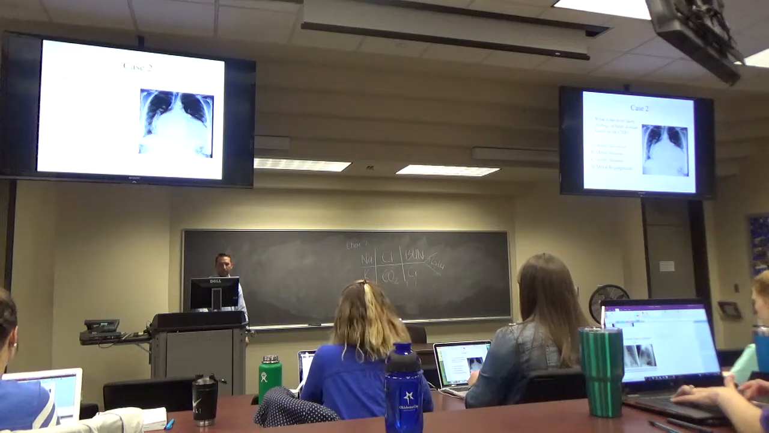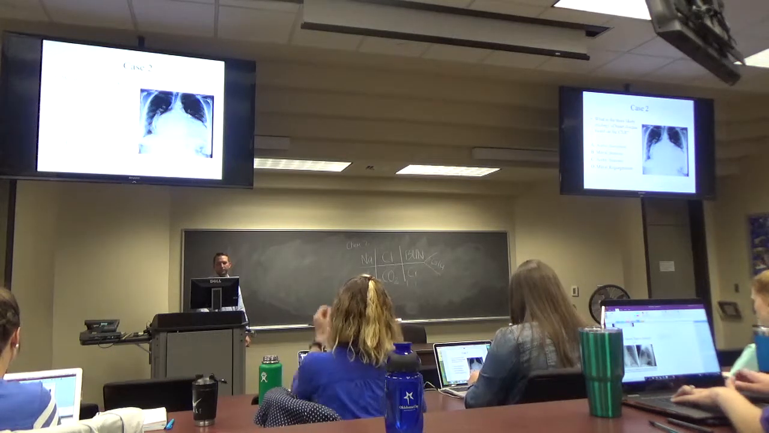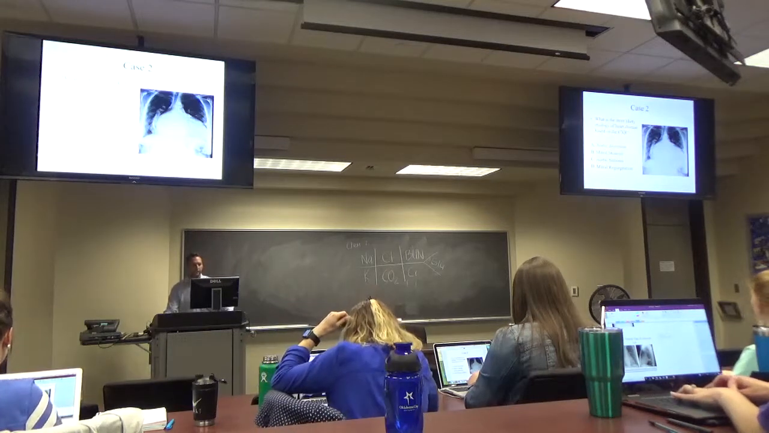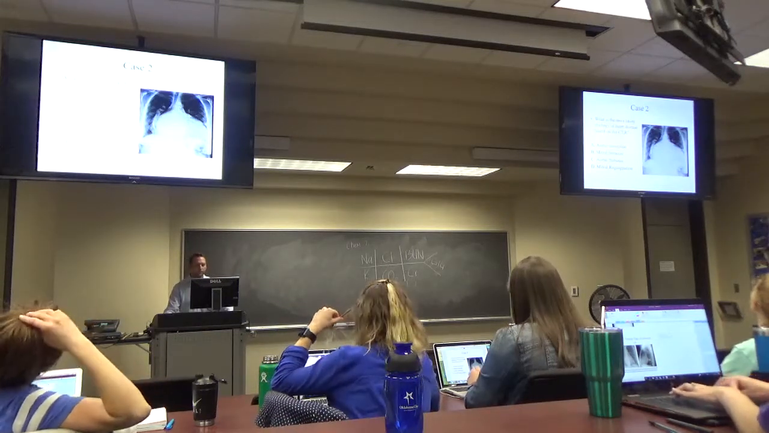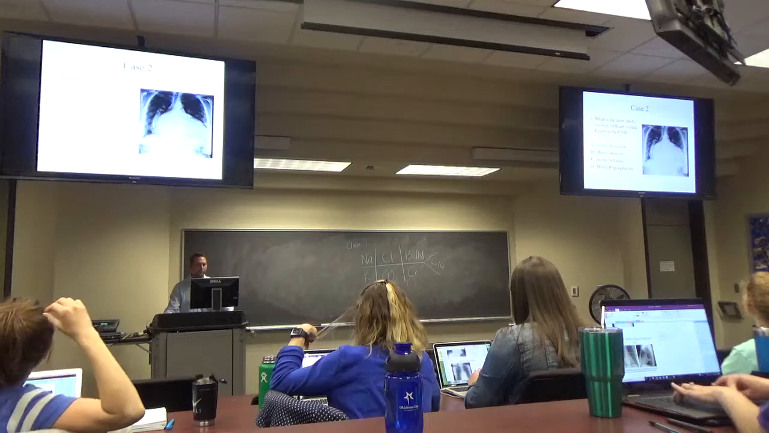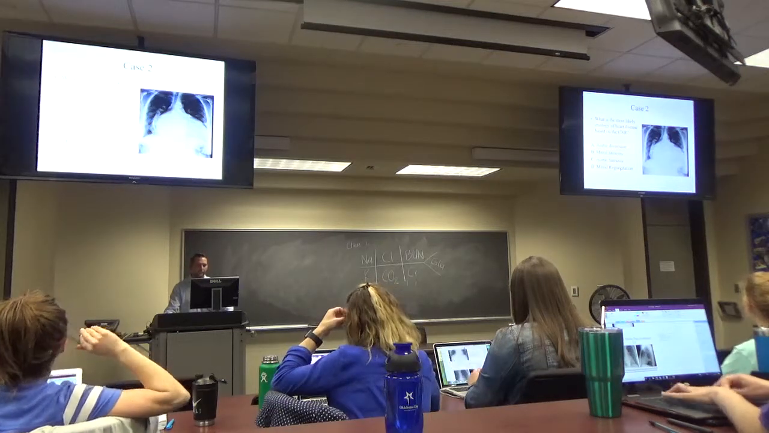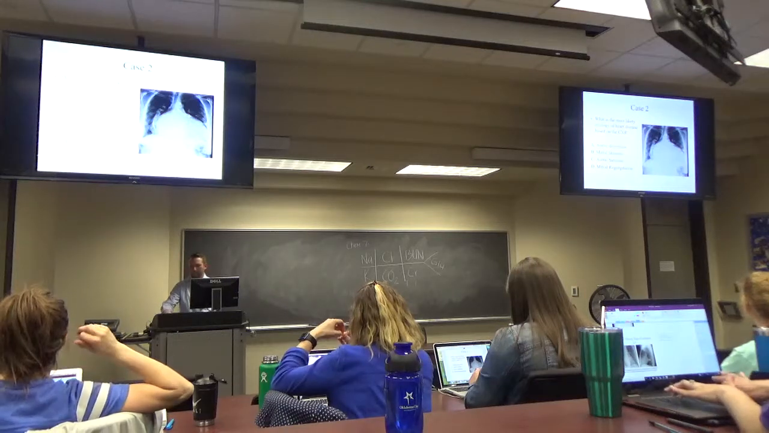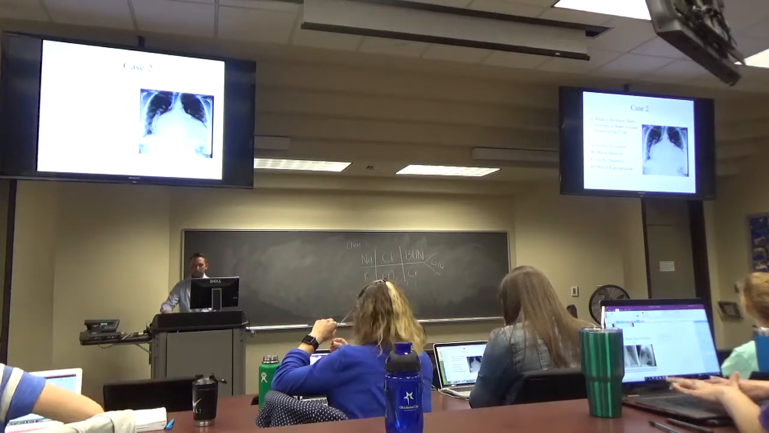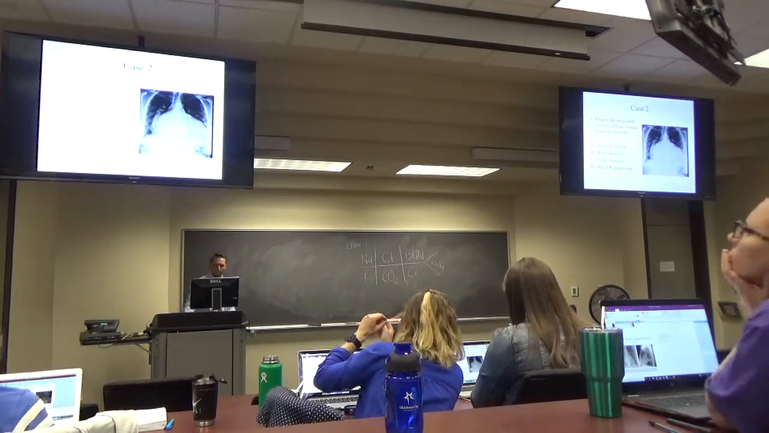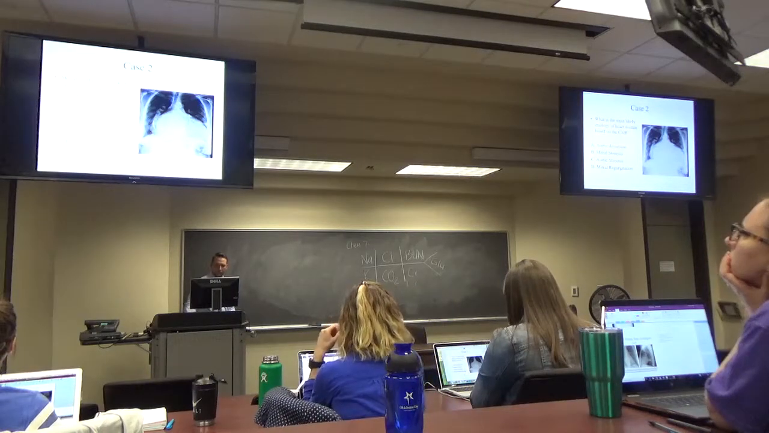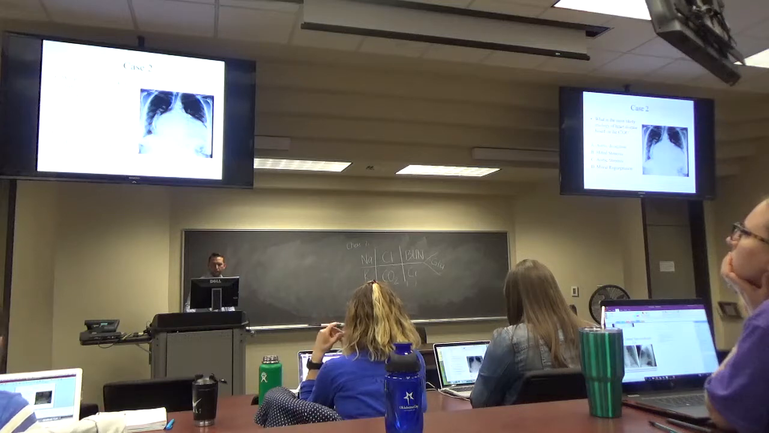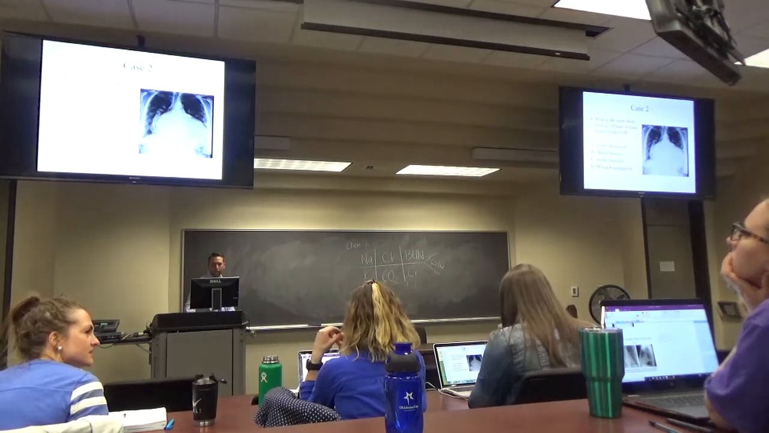So we'll move on to case 2. What is the most likely etiology of heart disease based on this chest X-ray? I'll give you guys like 30 seconds to go over it and figure out what you think. A or C? A or C?